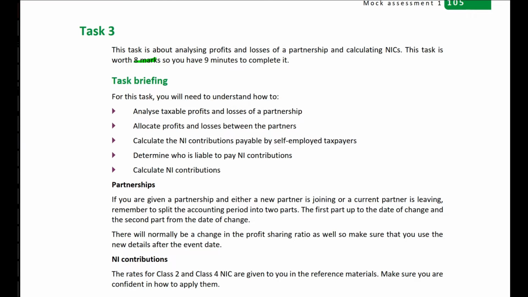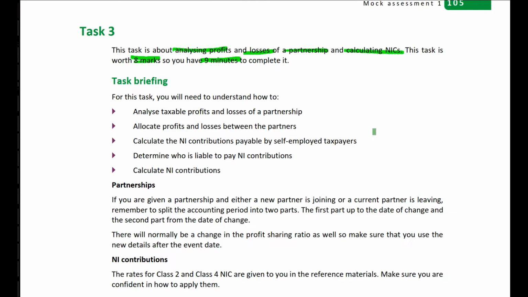So we start our mocks as well as our task bank questions with a little bit of information about what the task will include. You can see here the task is about analysing profits and losses of a partnership as well as calculating national insurance. 8 marks, so 9 minutes to do it in the exam. That's all really useful to know in advance, so as you get into the live assessment, you're not taken by surprise in terms of the mark allocation.